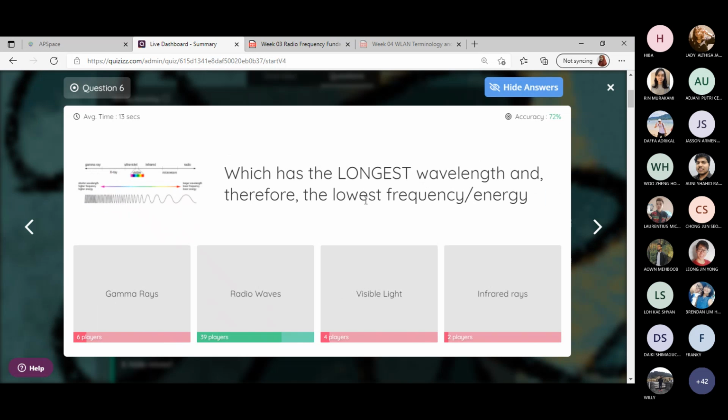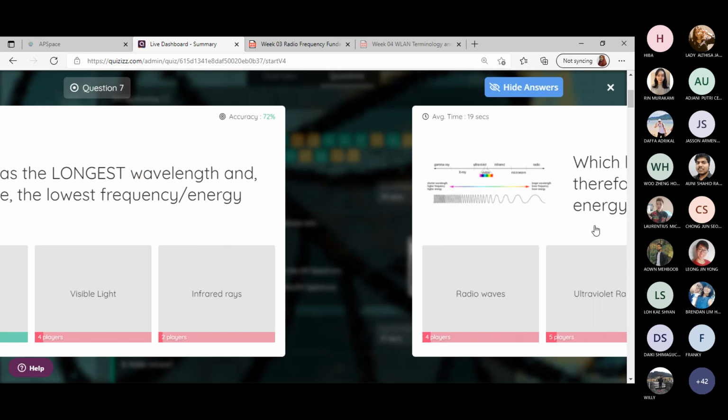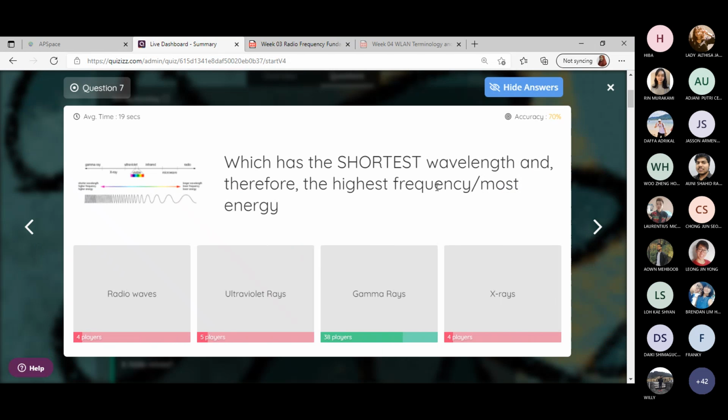Next one, longest wavelength. Of course, radio wave. If you answered gamma, all right. If you answered X-ray, no. We have infrared here. Just imagine, if we could have X-ray at the longest wavelength, then we would not need to go to hospital. We would not need to go to the X-ray room, right? We can take it from our home. So that's why the answer is radio wave. All right. Which one has the shortest? Of course, gamma. If you compare X-ray and gamma, gamma is the shortest one because it's the last one here. This kind of question, you can refer to the spectrum.